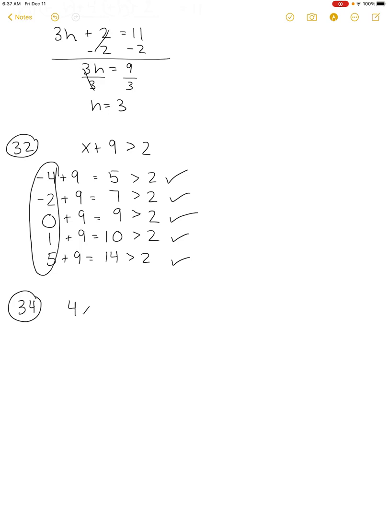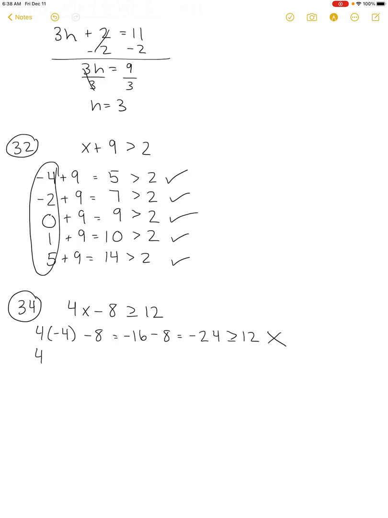34 gives me 4x minus 8 is greater than or equal to 12. First one they want me to try is negative 4. 4 times negative 4 minus 8. 4 times negative 4 is negative 16. Negative 16 minus 8 is negative 24. This is not true. Therefore, negative 4 is not one of the solution sets.